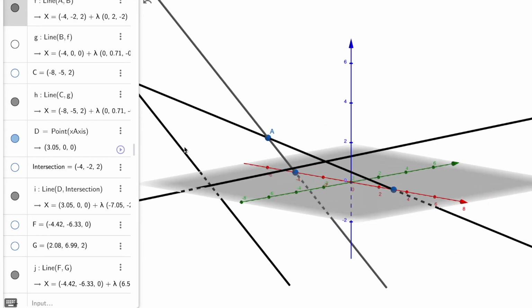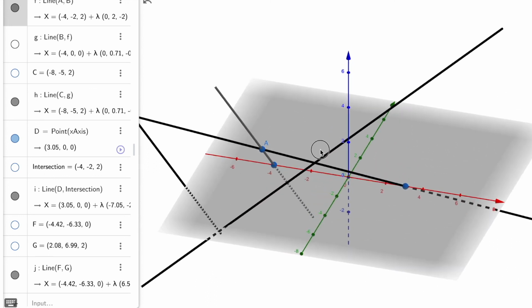It kind of passes through, and this is only able to happen in our 3D plane.